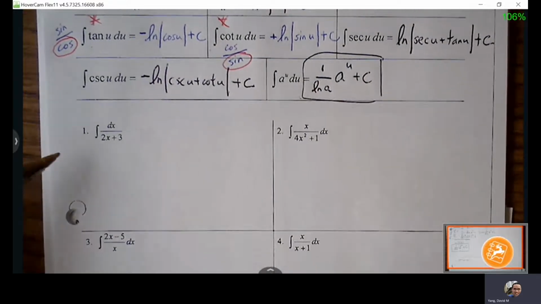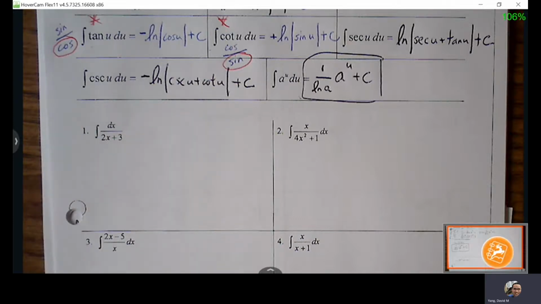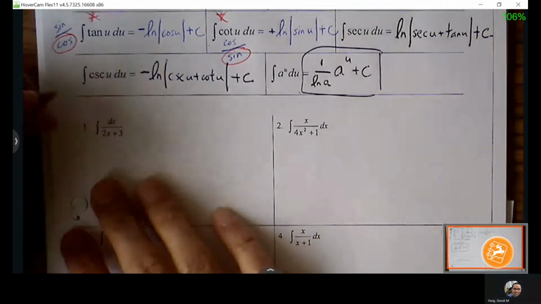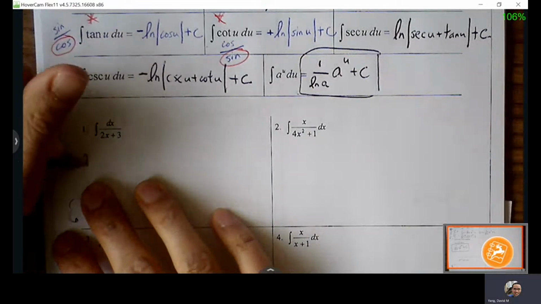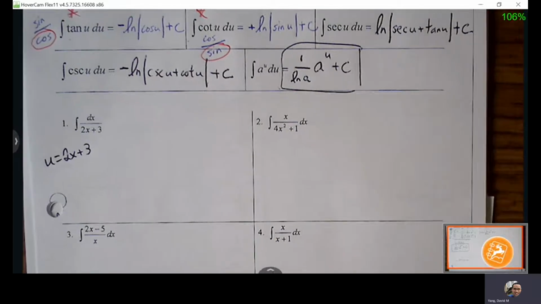So look at number 1. We always want to go down our checklist, right? Can I do power rule? But there's too many terms in the denominator. I got to look at u substitution. Okay, what could be our u value for number 1? Yeah, 2x plus 3. Okay, it's going to end up being 1 over u, natural log.